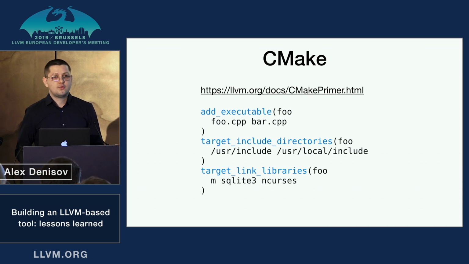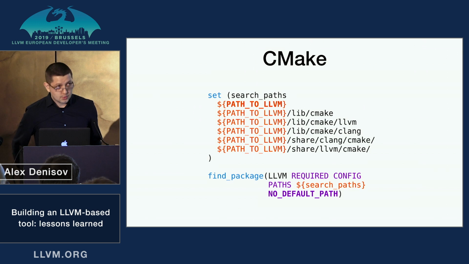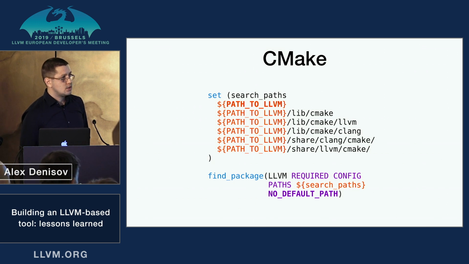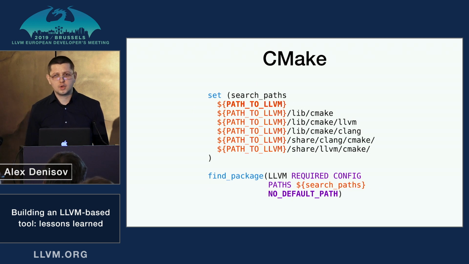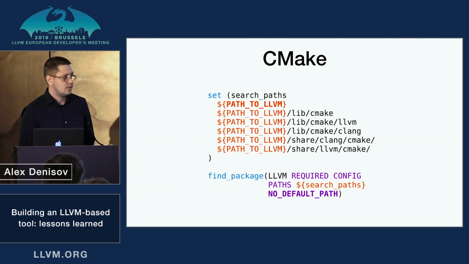So how do we get that from LLVM, if you want to use CMake with LLVM? LLVM comes with great CMake support. It's really highly appreciated, the amount of work that was done for that. And it's really straightforward to use in CMake. You just find a package, provide the name of the package, and it just works.